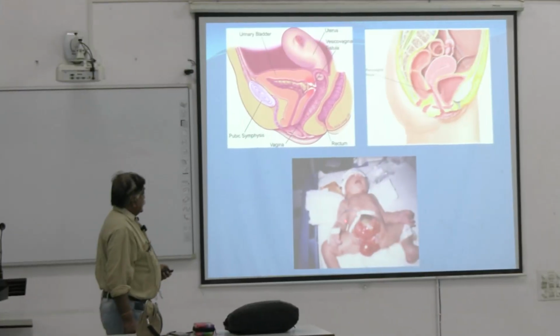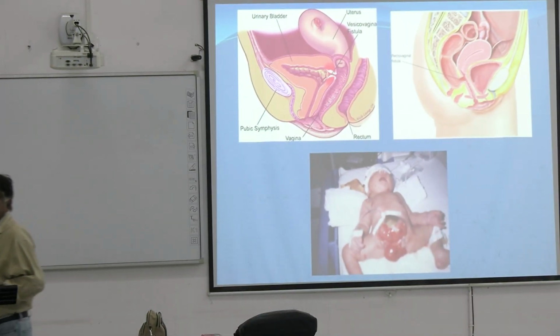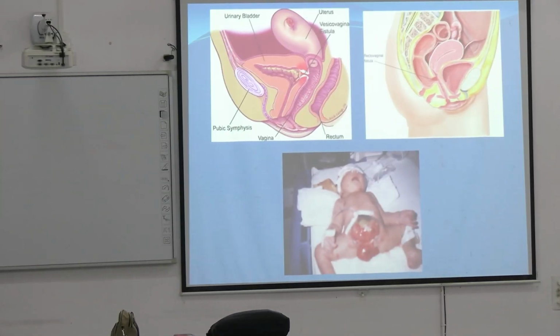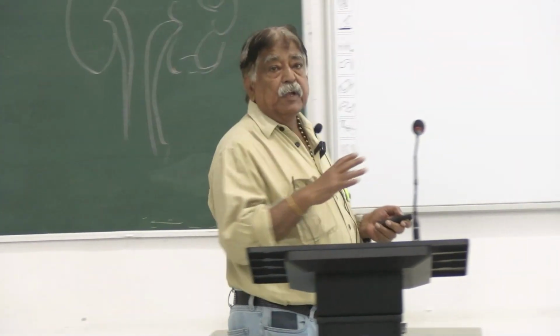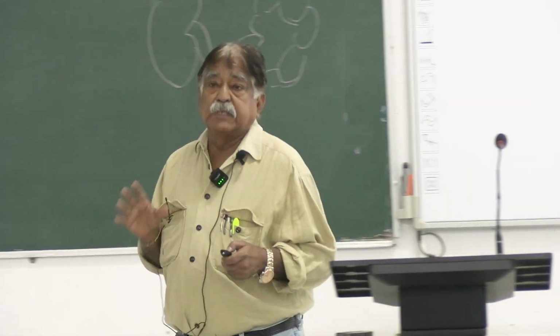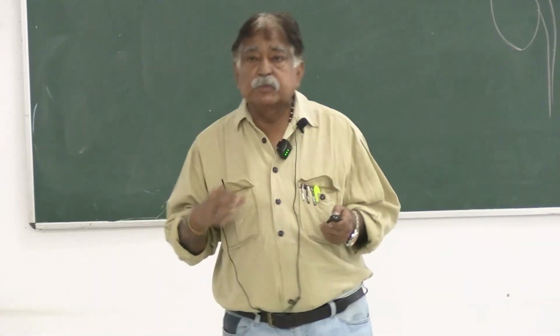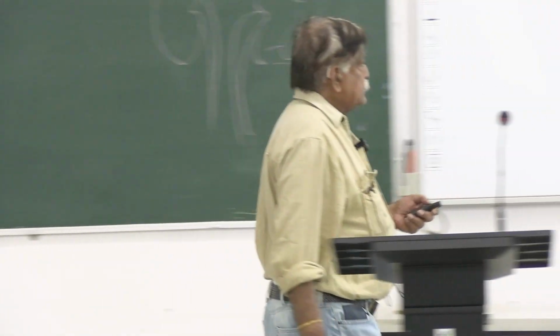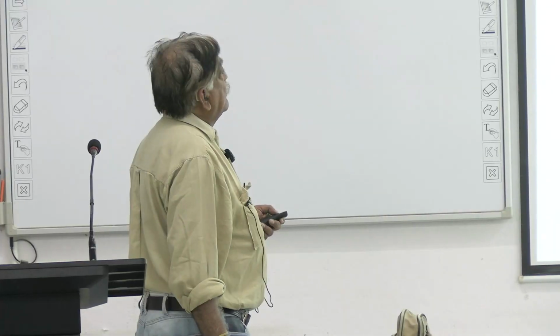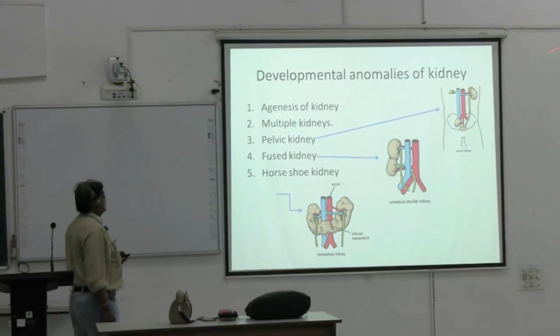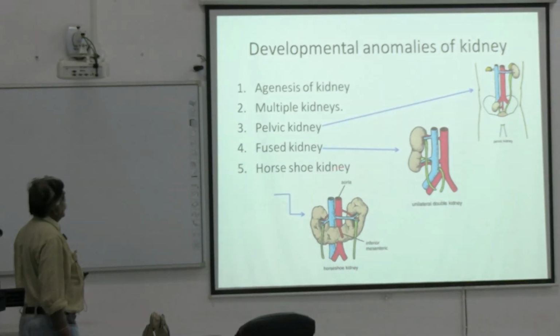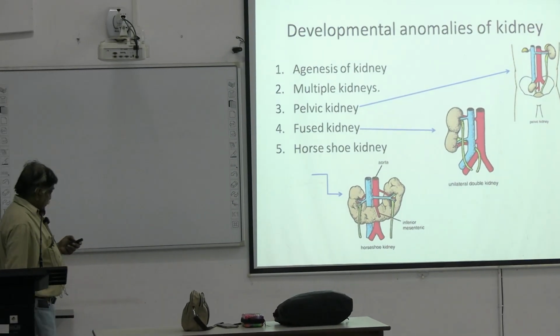Now see the ectopic vesicae here. The anterior abdominal wall is not developed, so naturally the bladder is exposed. I have a collection of different types of congenital anomalies, I will show you someday. Now, developmental anomalies of the kidney: agenesis of the kidney, multiple kidneys, pelvic kidney, fused kidney, horseshoe kidney. Just a repetition. Next.